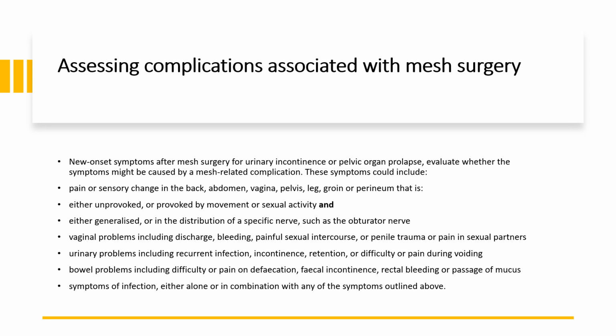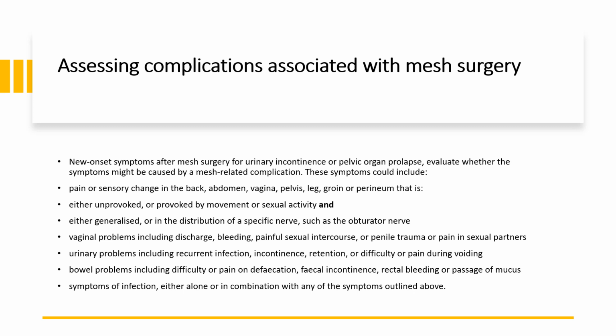New onset symptoms after mesh surgery for urinary incontinence and pelvic organ prolapse. Evaluate whether these symptoms might be caused by a mesh-related complication. These symptoms include pain or sensory change in the back, abdomen, vagina, pelvis, leg, groin, or perineum that is either unprovoked or provoked by movement or sexual activity, and either generalized or in the distribution of a specific nerve, such as the obturator nerve. Vaginal problems including discharge, bleeding, painful sexual intercourse, or penile trauma or pain in sexual partners.